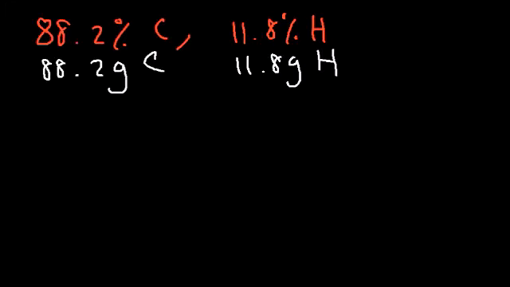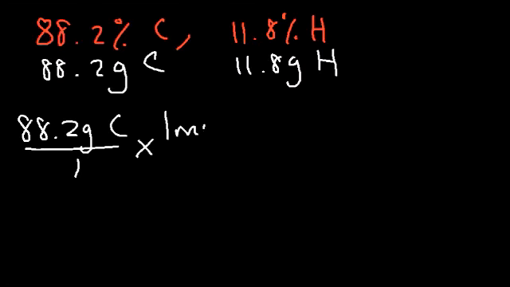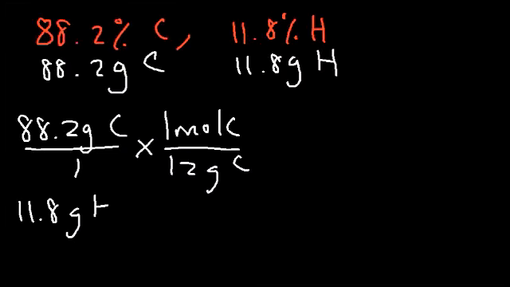88.2 grams of carbon out of a total of 100 grams of the substance, that's still 88.2%, and that's why it works. So now let's convert the grams of each substance into moles, and we're going to use a calculator for this. And let's do the same for hydrogen as well.